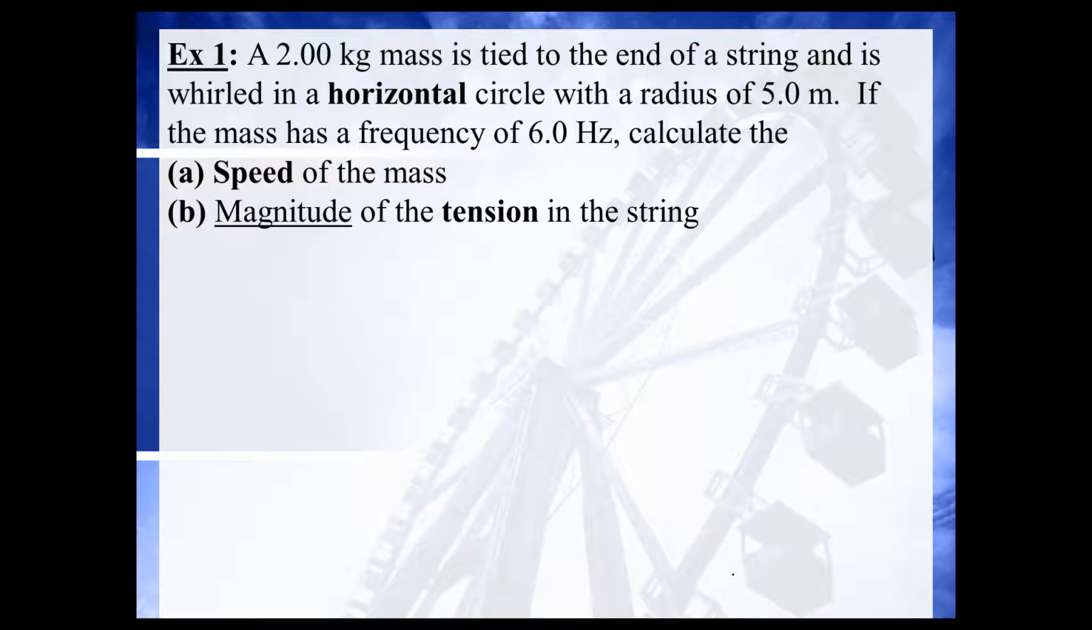All right, so let's go through a couple of examples now, where we're going to start to apply a very similar problem-solving procedure as we've done before. So first one, I have a 2 kilogram mass tied to the end of a string and whirled in a horizontal circle with a radius of 5.0 meters. It tells me that the frequency of this rotation is 6.0 hertz, and I want to calculate two things: the speed of the mass and the magnitude of the tension in the string.